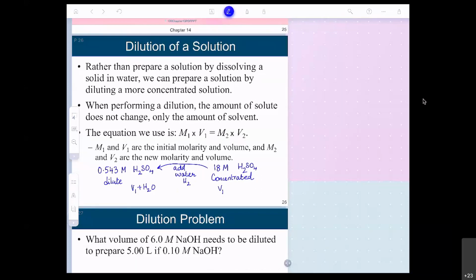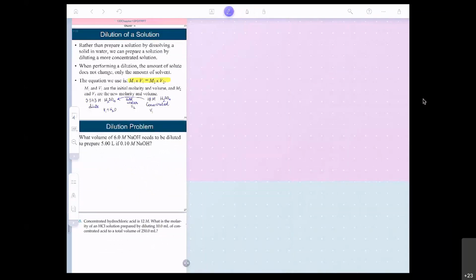You're just going to take a little bit of V1, which is 18 molar, add a whole lot of water, and then you will get V1 plus H2O. And that's how we're going to dilute it. The equation we're going to use is M1V1 equals M2V2. So let's see what that means. Want to make sense of that?